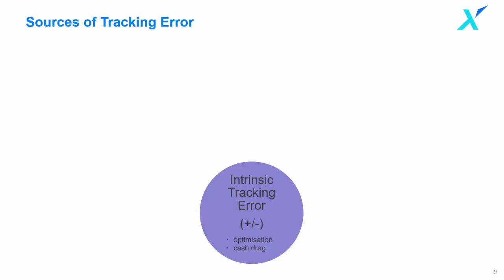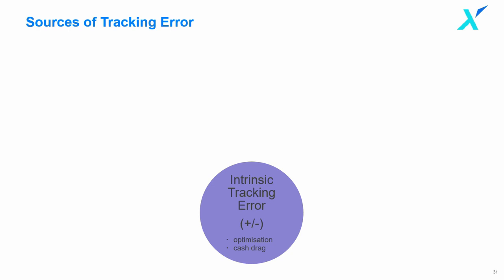One of the questions we often get from clients is, why is there tracking error between my fund and the index? Some of the reasons for that would be intrinsic tracking error. A portfolio always holds a bit of cash, and to the extent it's optimized, it's not going to look exactly like the index. But even if your shares looked exactly like the index, you might hold a bit of cash in a real-world portfolio, which an index doesn't hold.